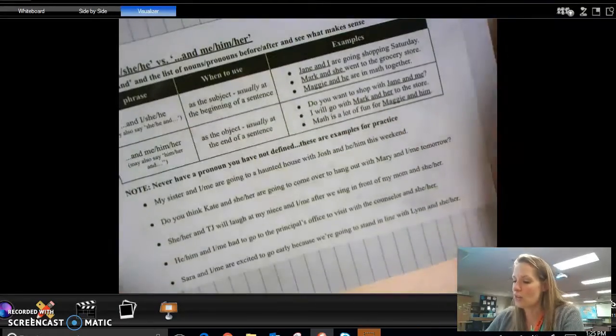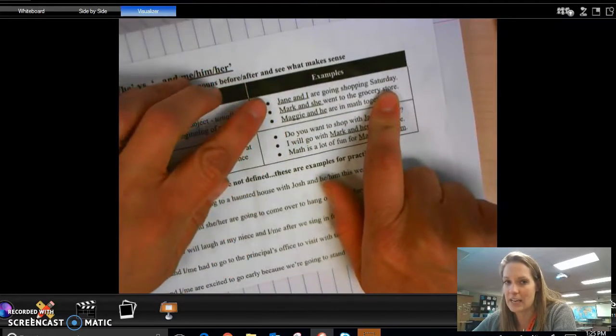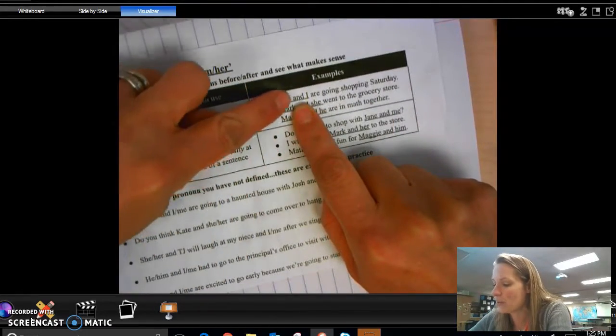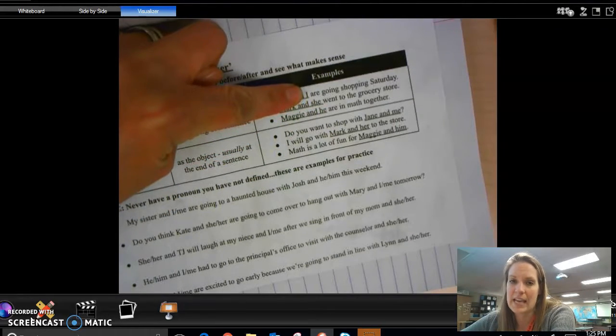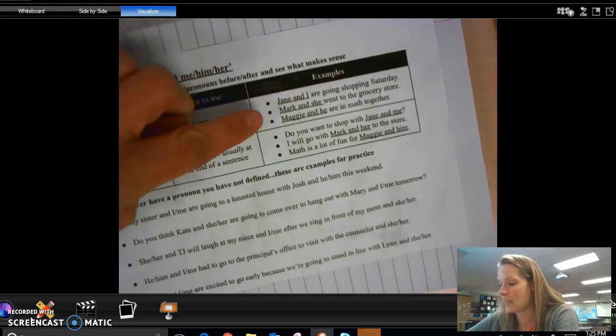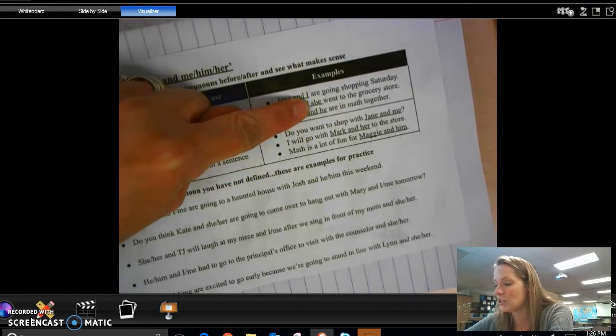So to show you the cover rule, take "Jane and I are going shopping on Saturday." If you find the "and" and the pronoun or noun that comes before it and cover it up, would you say "I am going shopping Saturday" or "me am going shopping Saturday?" Of course, I makes sense. Same thing here. Here's the "and." We cover up "Mark and": "she went to the grocery store" or "her went to the grocery store."